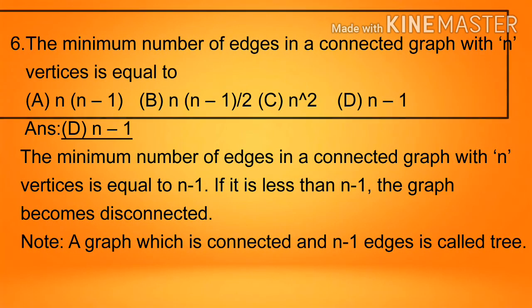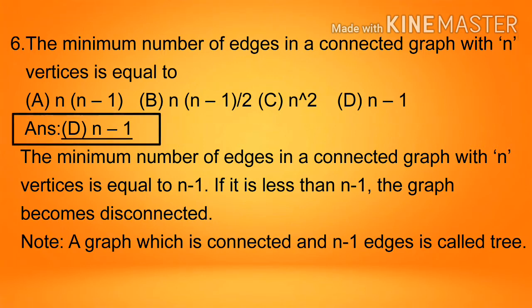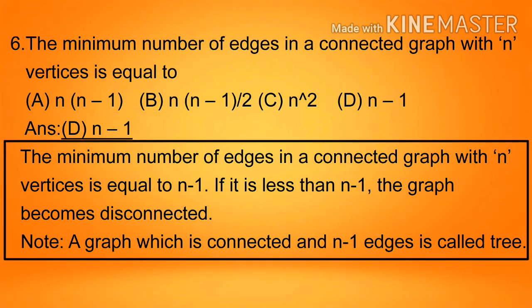Question number 6. The minimum number of edges in a connected graph with n vertices is equal to option A, n into n minus 1, option B, n into n minus 1 by 2, option C, n square, option D, n minus 1. Answer is option D, n minus 1. The minimum number of edges in a connected graph with n vertices is equal to n minus 1. If it is less than n minus 1, the graph becomes disconnected. Note: a graph which is connected and has n minus 1 edges is called a tree.